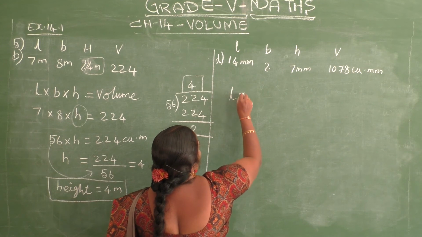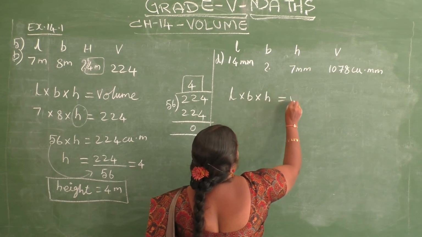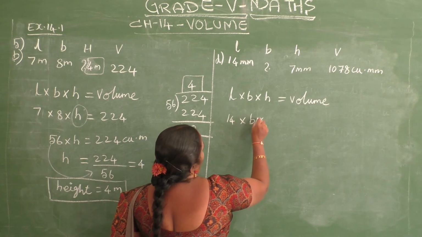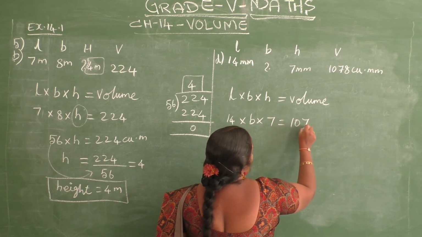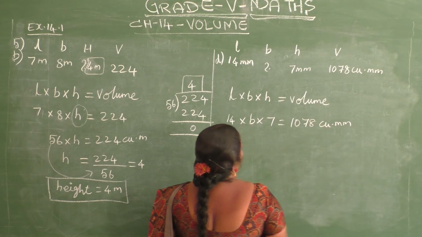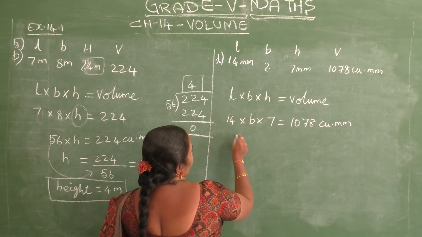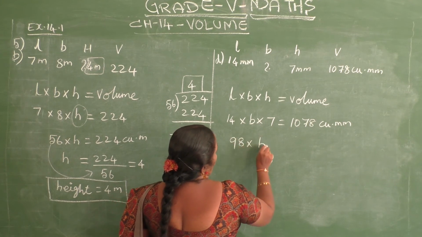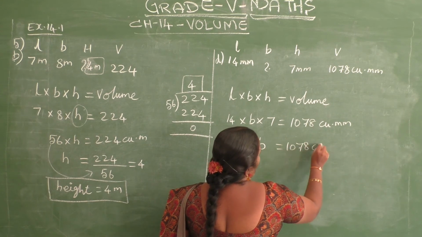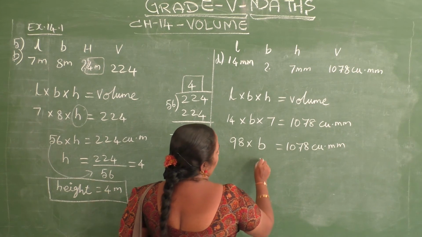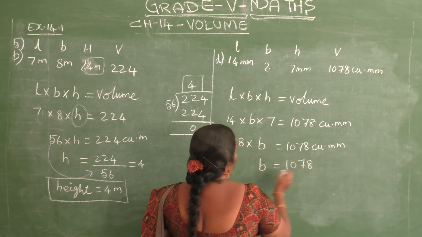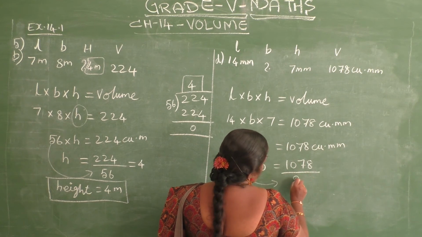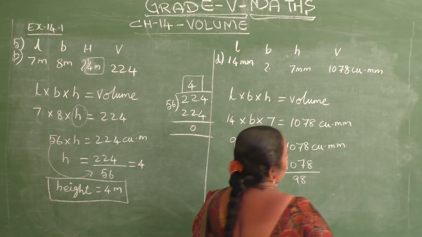Right. So this is also a cuboid only. You have to use the formula L into B into H equal to volume. So the length is 14 millimeter, breadth we don't know, height is 7 millimeter, equal to the volume 1078 cubic millimeter. Okay, so you multiply this 14 and 7. 4 7s are 28, means 8 remaining 2, 1 7 is 7, 7 plus 2 is 9. So 98 into breadth equals 1078 cubic millimeter. Now we are going to find out the breadth only. So 1078. This 98 will go to the right side, converted to division.